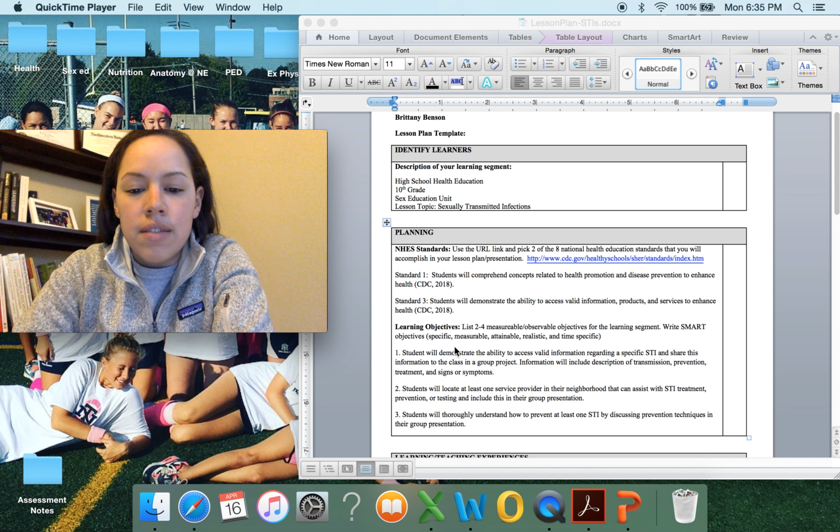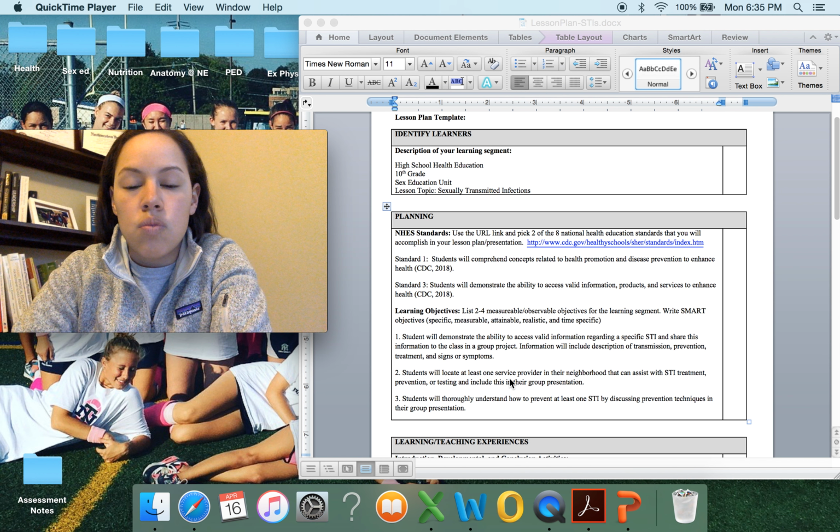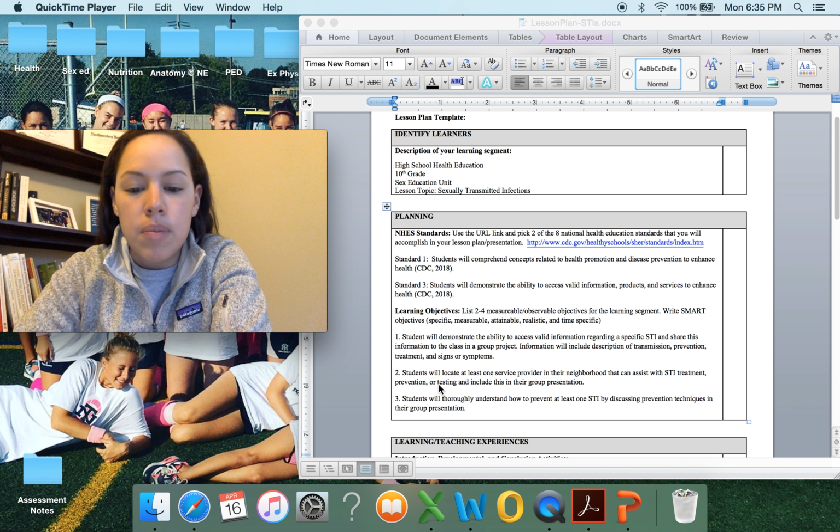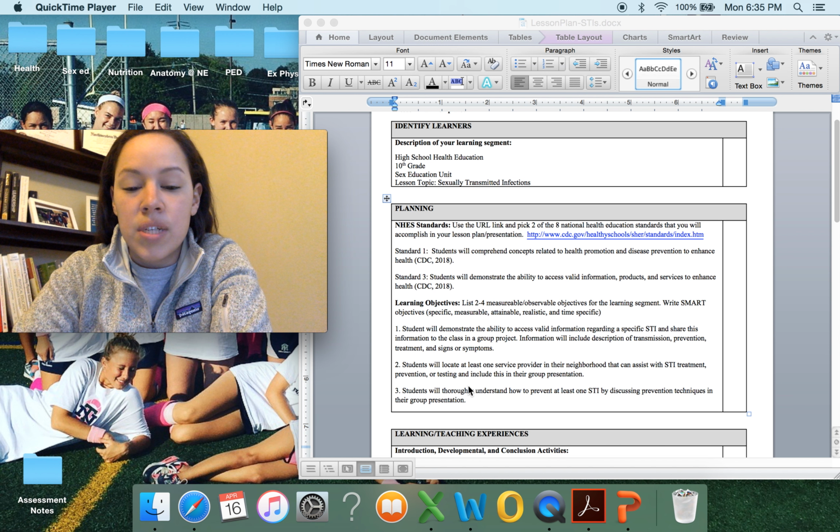The learning objectives are that students will demonstrate the ability to access valid information regarding a specific STI and share this information to the class in a group project. Information will include description of transmission, prevention, treatment, and signs or symptoms. Students will locate at least one service provider in their neighborhood that can assist with STI treatment, prevention, or testing, and they'll include this in their group presentation.